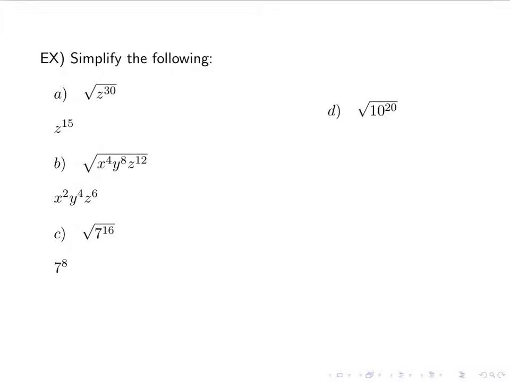Let's do a couple more. D, the square root of 10 to the 20th. I'm left with 10 to the 10th. So again, take the 20, divide by 2, get rid of the square root.